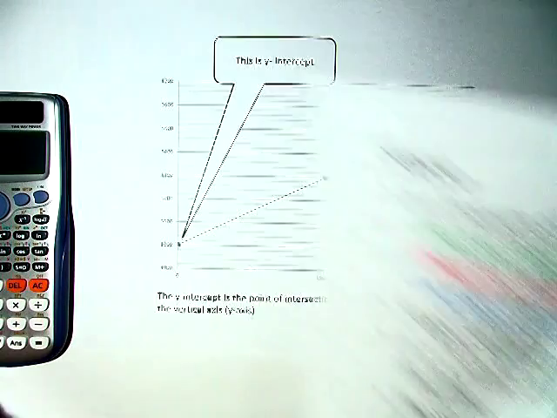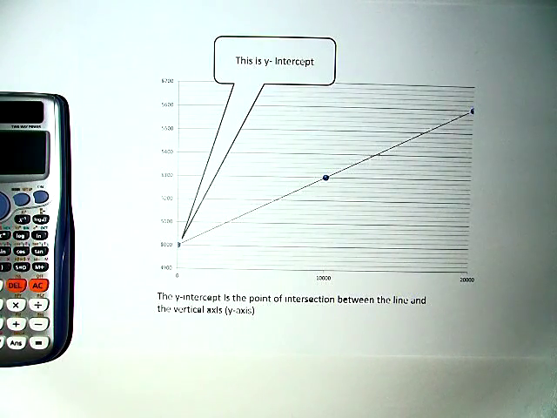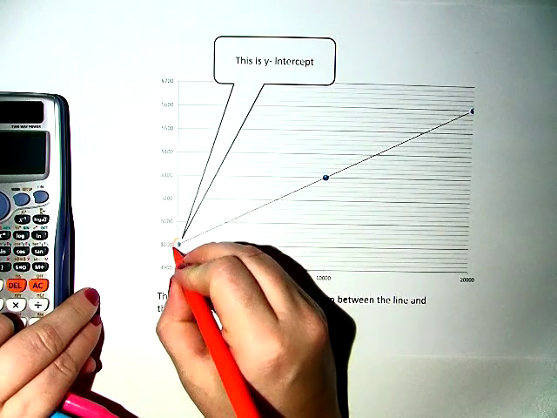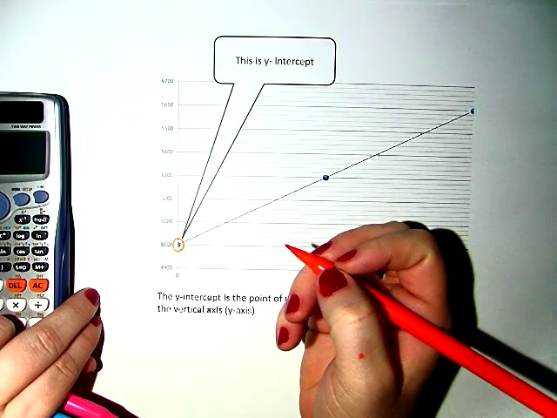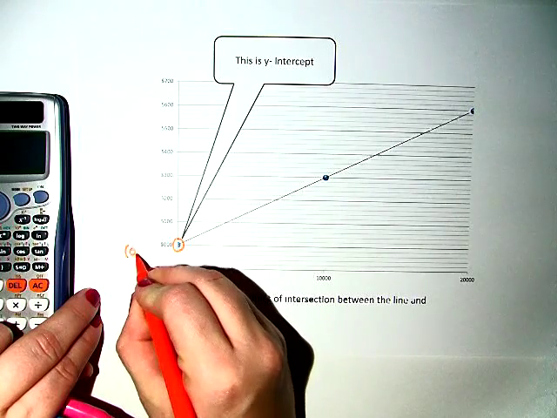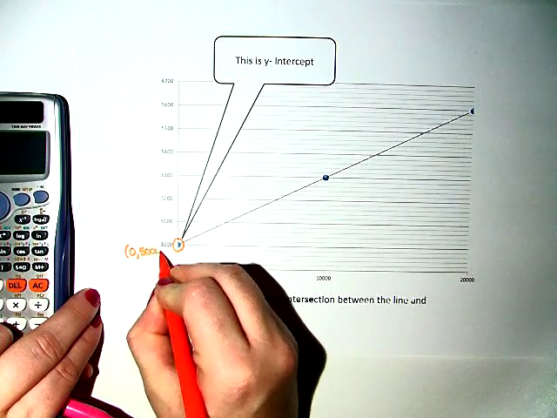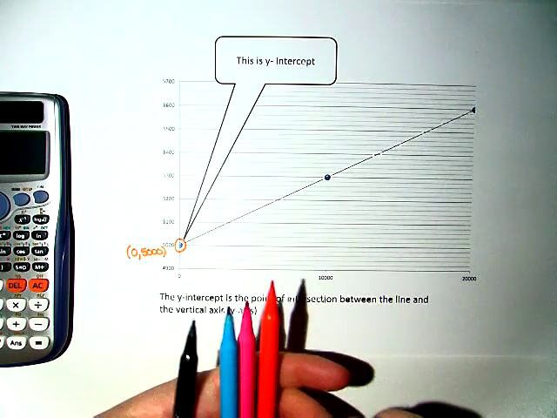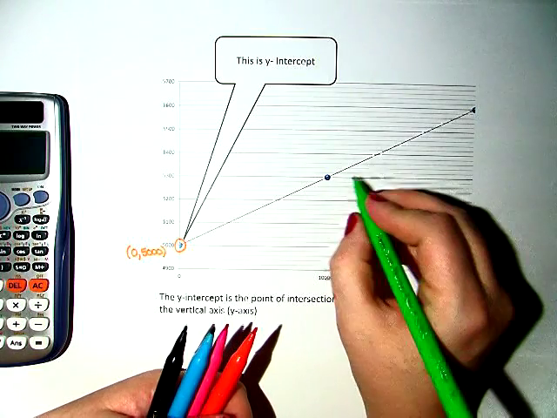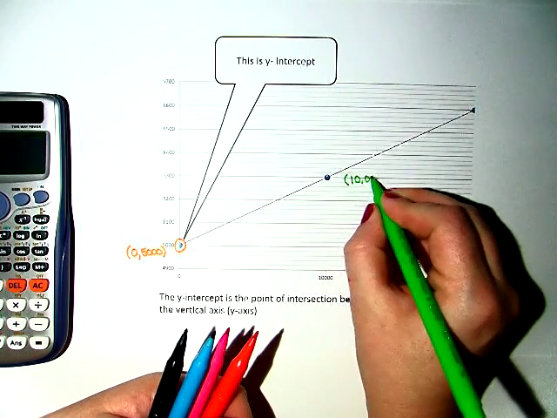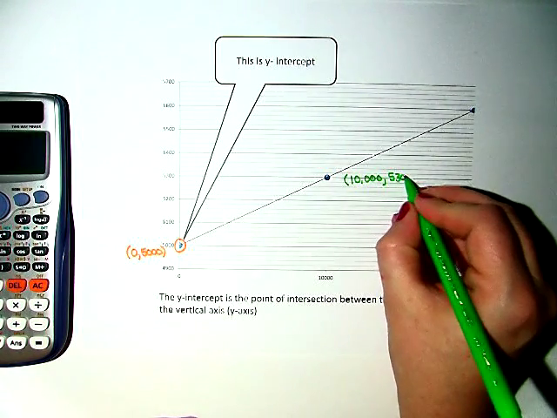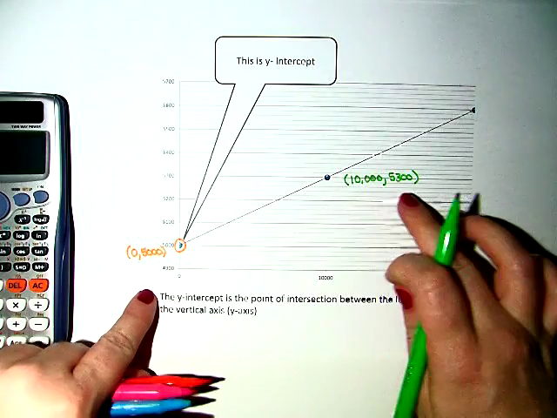So let's take a look at this. Here we have a graph. You can very clearly see this is the y-intercept. The y-intercept is the initial value of where it starts. So this point right here is the point (0, 5,000). Great, we're going to look at another point on the graph. Okay, so here we have another point. This point is (10,000, 5,300). So we have 2 different points.